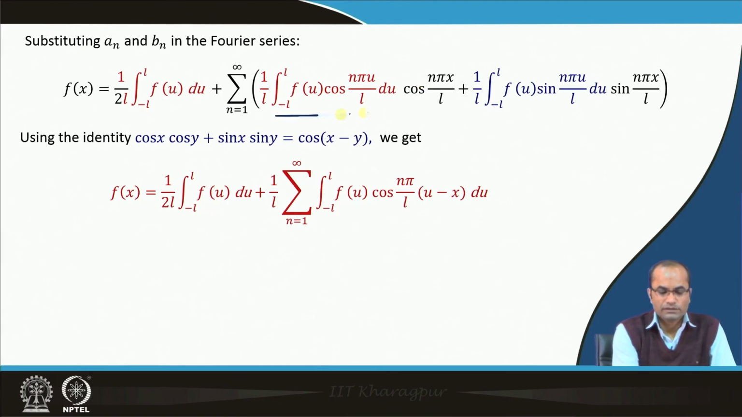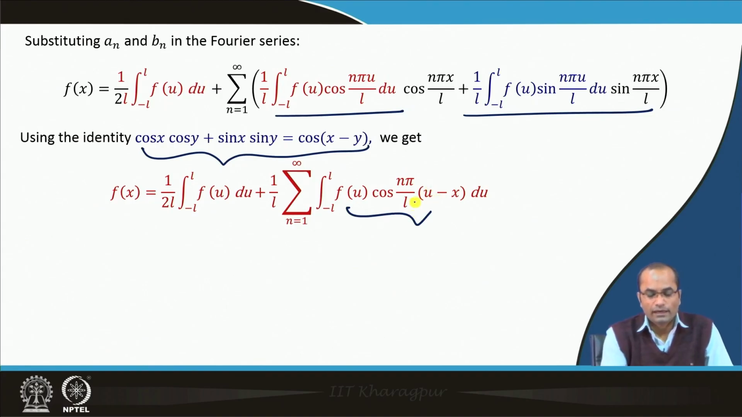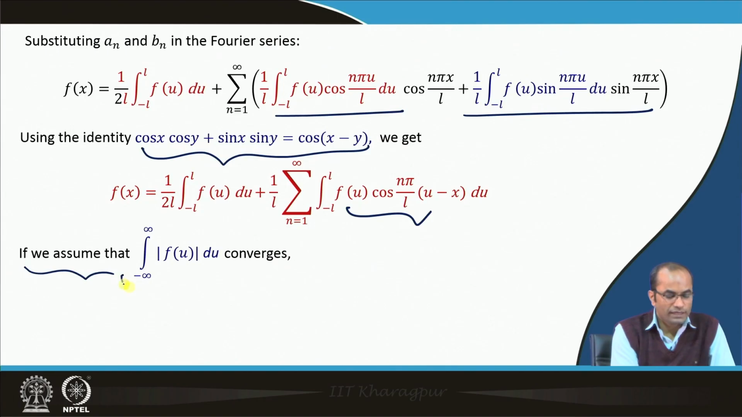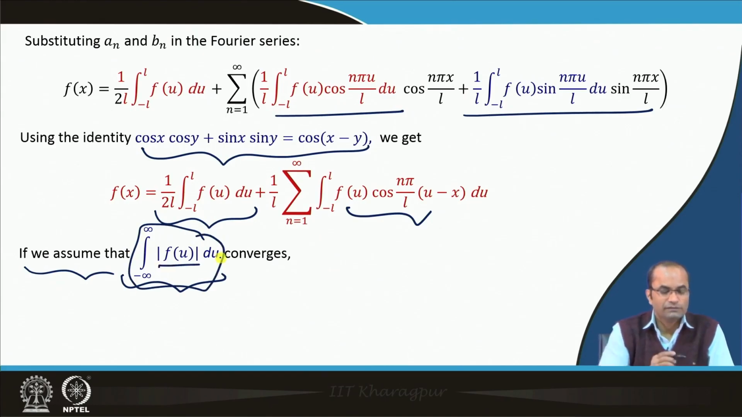So, we have clubbed these two, we have joined these two integrals into one, and then using this trigonometric identity we have written this f(u) cos of n pi over L times (u minus x) du. Now, if we assume that this integral of f(u) du, so basically we are talking about this first integral, converges indeed with the absolute value, then what will happen now.